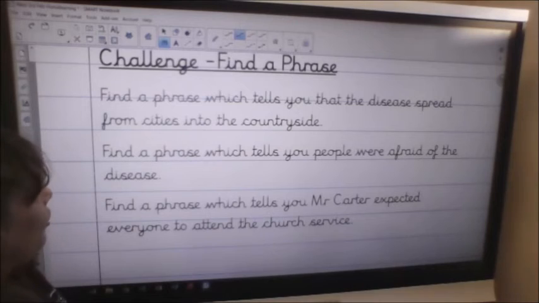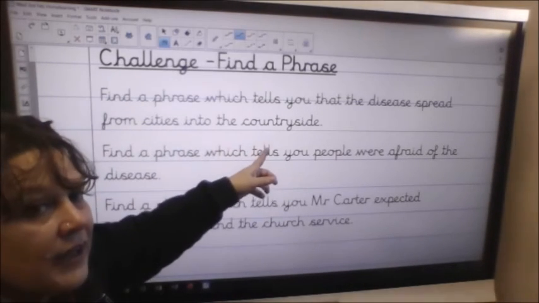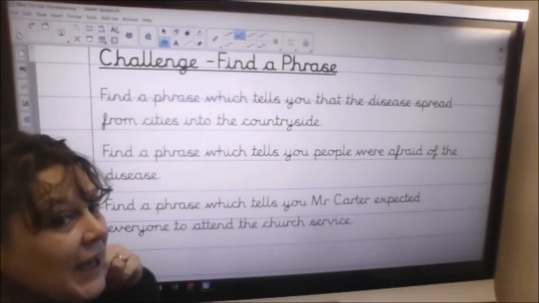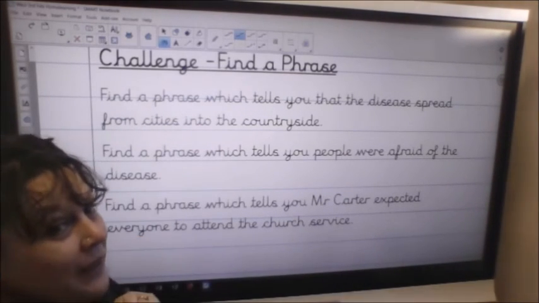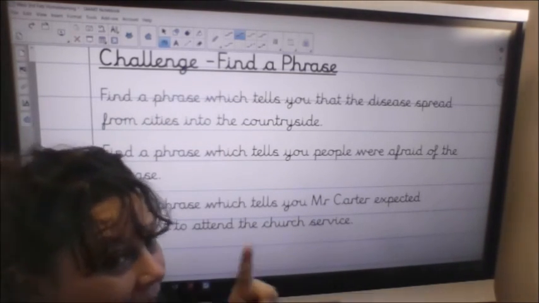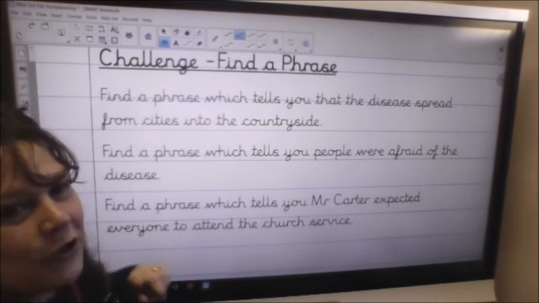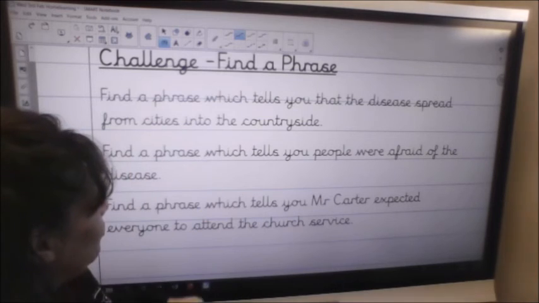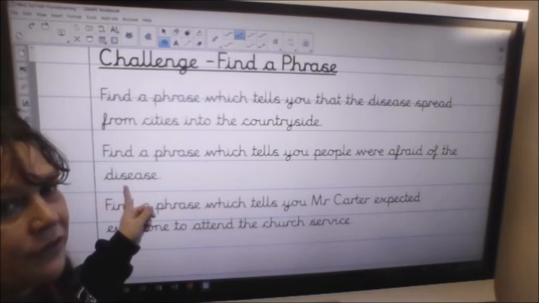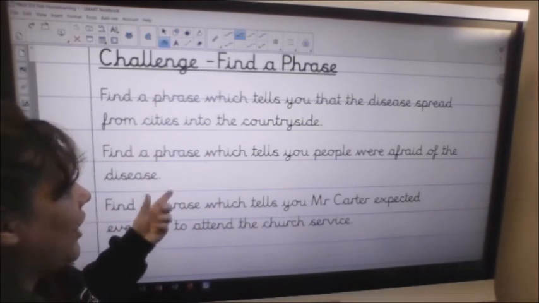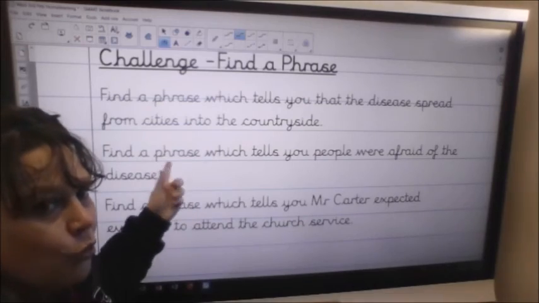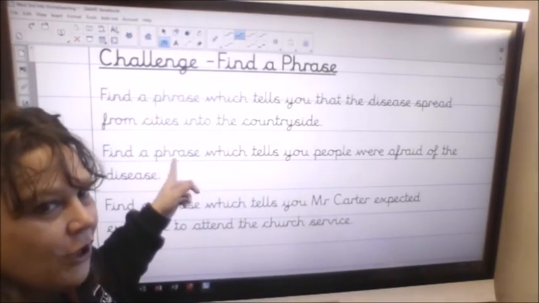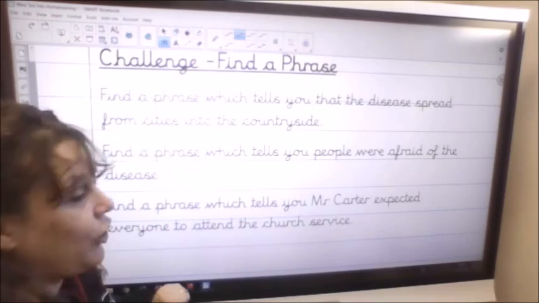Okay, so find a phrase which tells you that the disease spread from cities into the countryside. Now, if you were listening carefully at the beginning, you might have a clue where that is. So you might want to go back in the video and check what I said when we were looking through the text. Then find a phrase which tells you people were afraid of the disease. Okay, so there's more than one answer to that one. So have a little look, either one will do.